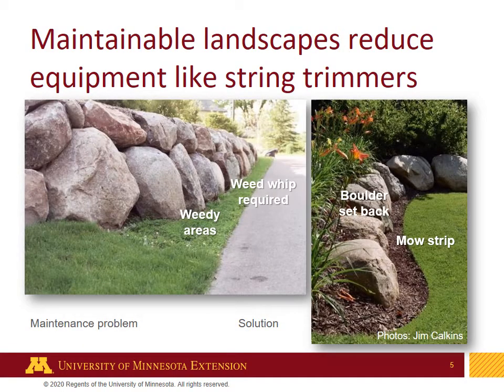Maintainable landscapes reduce extra equipment, like string trimmers or weed whips, as they are also called. And here we have a maintenance problem on the left. In the larger picture, you can see that weeds have grown along the rock wall in this space. On the right-hand side, this is an excellent solution. So we've set the stones back into the garden bed and then created a really nice little, it's called a mow edge. And you can run your mower wheel right along that nice bed line there and just tuck it into that mulch, and it will take care of cutting the grass nice and tidy, but you won't have to come back with a string trimmer and then work your way around the boulders.